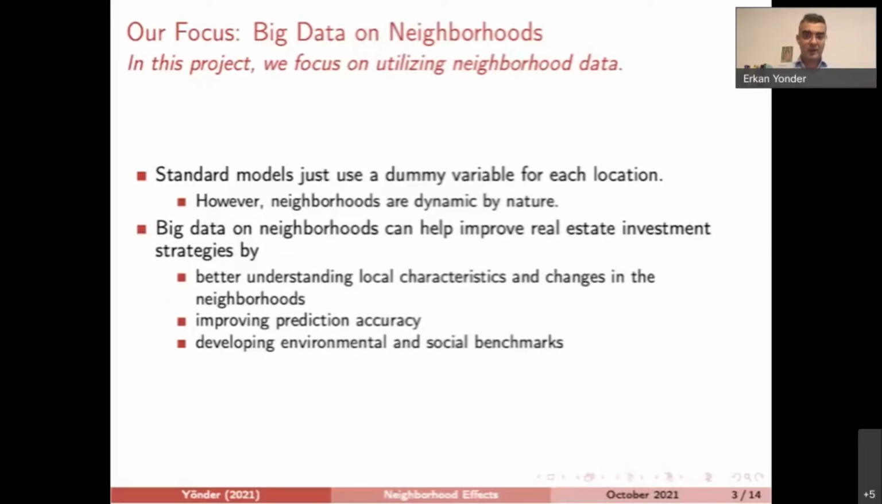These benchmarks can help us make better investment decisions. In this project, we don't look into social or environmental impacts, though we have some social characteristics. It's more related to improving prediction accuracy. But for instance, Ali and I had a project before with the European Public Real Estate Association where we focused on developing an environmental and social benchmark. So we can benefit from big data, or data science, or intensive models, mainly machine learning or deep learning models, and have such benefits as I summarized here.